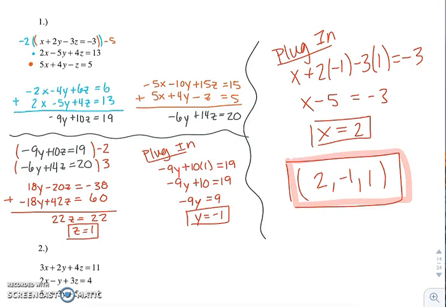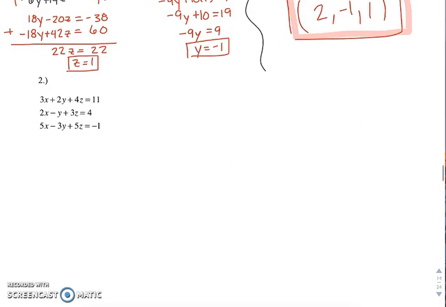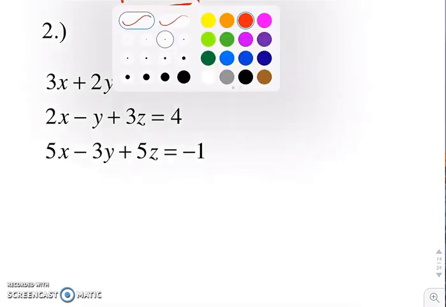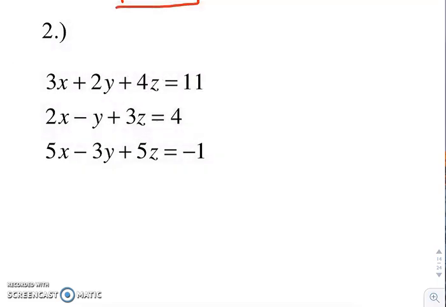All right, I'm going to try to do the second one a little quicker since you kind of know the steps. And you guys can just kind of follow along. You can even try it on your own if you want. So 3x plus 2y plus 4z equals 11. 2x minus y plus 3z equals 4. 5x minus 3y plus 5z equals negative 1.